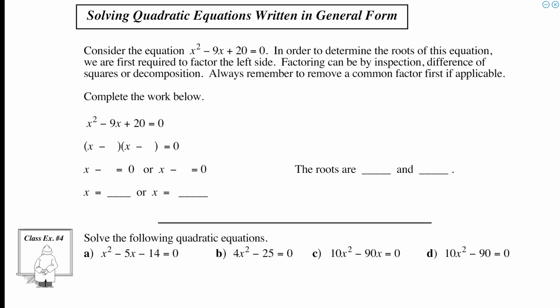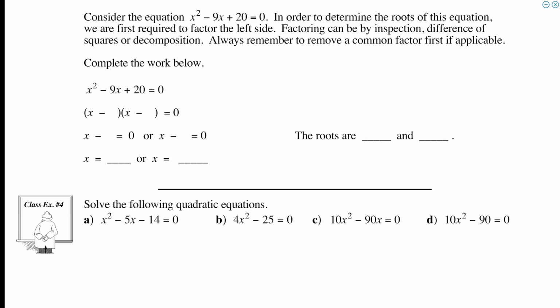So, what if instead of being written in factored form, our quadratic is written in general form? An equation like this: x squared minus 9x plus 20 is 0. To find the roots of this equation, first we have to factor the left side to find it in factored form, and then we can find the roots. So let's try practicing factoring. Remember, if you can remove a common factor, do that first. Can't always, but if you can, do that.